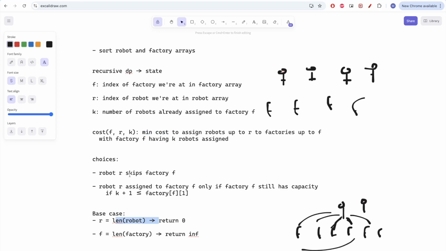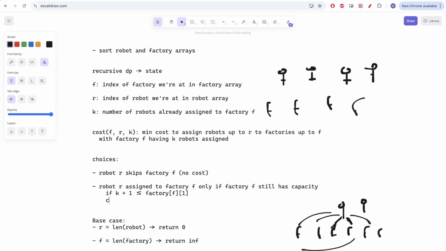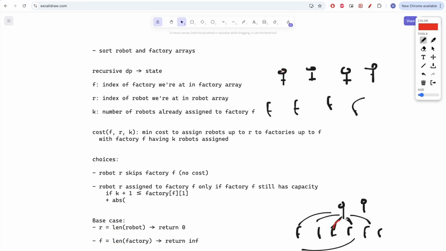Okay. Now, one thing I didn't mention here, these are the choices, but what's the cost for each choice? Well, for this one, we didn't do any assignments, so no cost. Now, with this one, we did do an assignment, so the cost that we need to add is the distance, basically. So here we are assigning robot R to factory F. So the cost is just the distance between the robot position and the factory position. And that's basically absolute value because we don't know, we may be in this case where the robot is assigned to the previous one or the robot is assigned to the next one. We only need the distance between them.